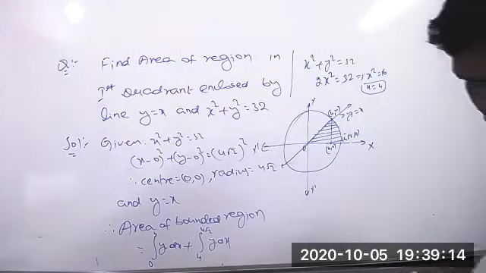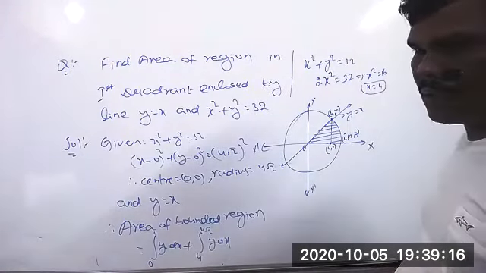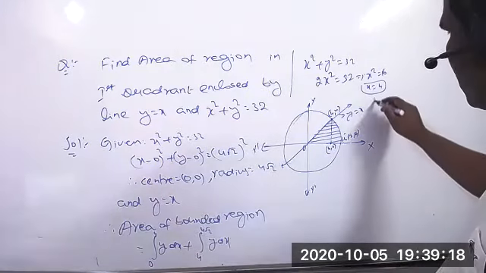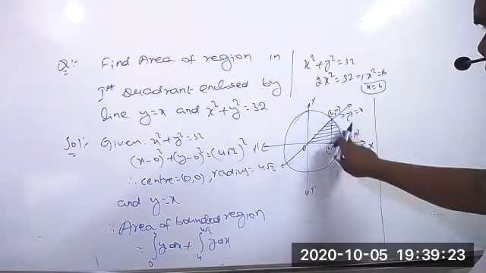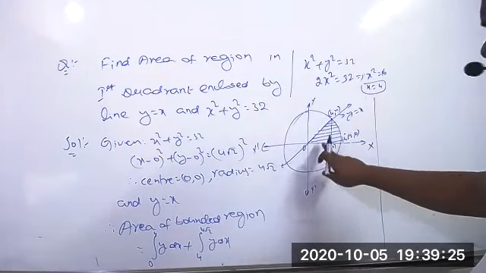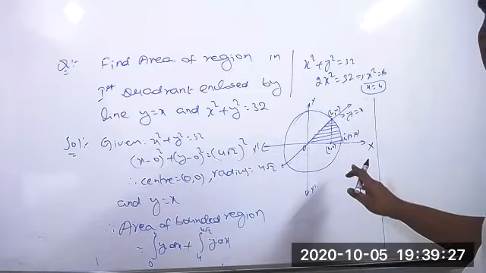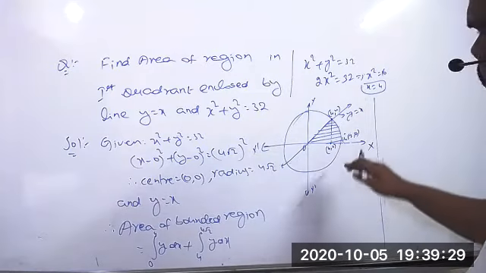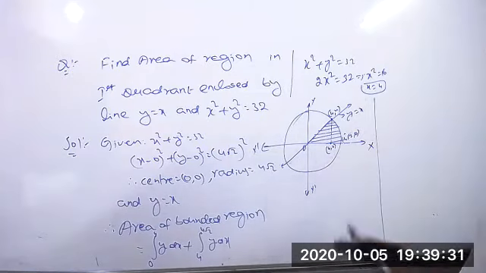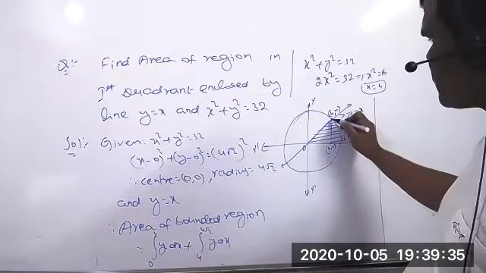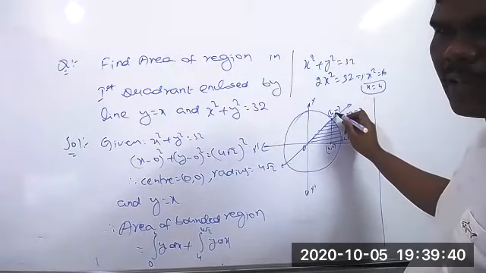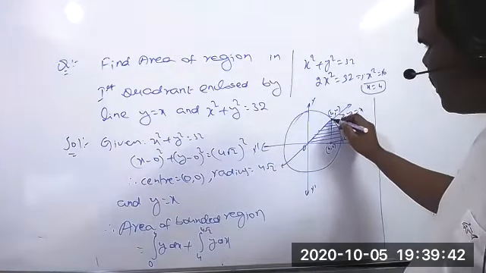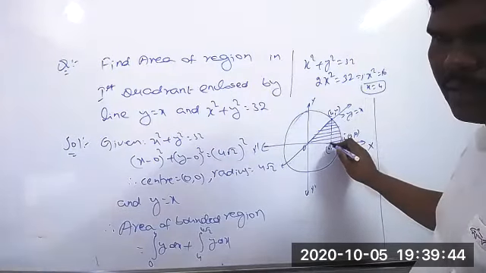Sir, can you repeat that once again? Where? Tell me now. That area of bounded region? This entire thing is required. Yes, sir. But actually here one line is there, one circle is there. In this case, based on only one line or only one circle, we can't take directly. So what we have to do is first find the intersection point of the line and circle. We'll get the point. Through this point, you can draw a line perpendicular to the x-axis.